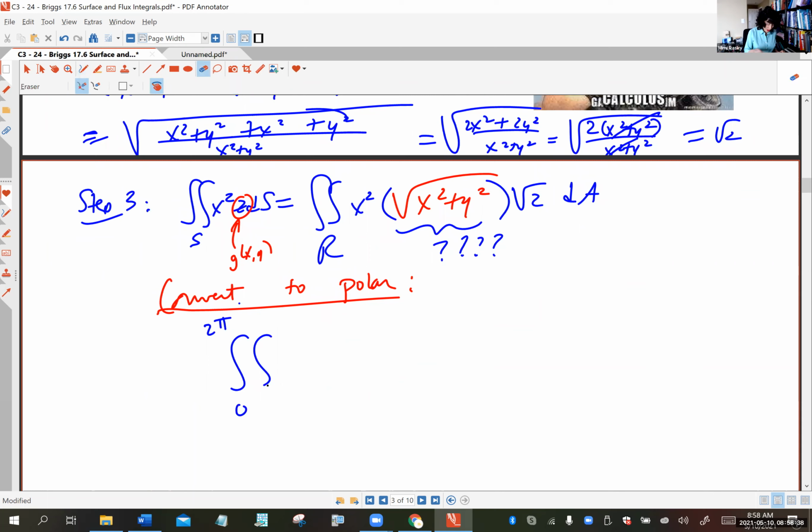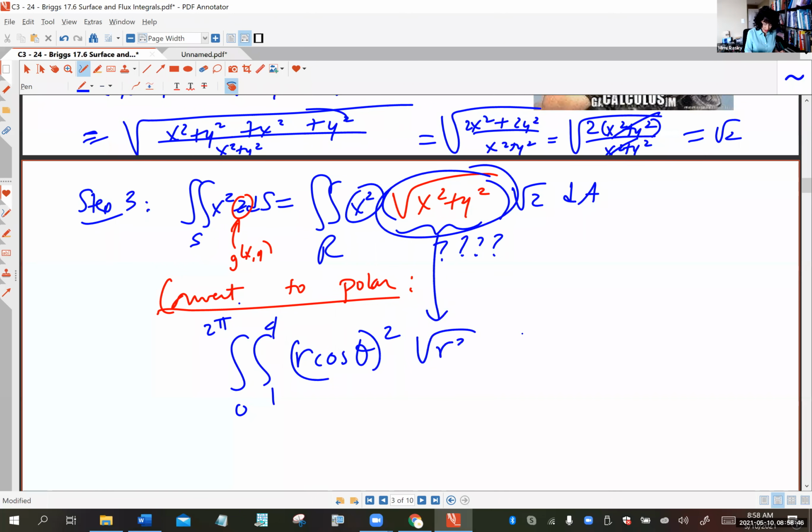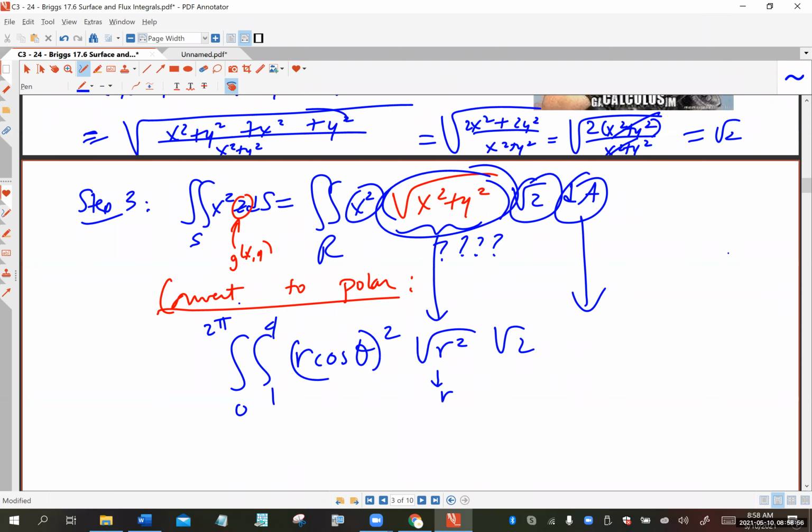Oops, not 0, sorry. 1 to 4. x squared, where x is r cos theta, so we'll square it. Square root of x squared plus y squared, that's square root of r squared, which just simplifies to r. And we've got that square root of 2. And what is the area element in polar? Come on, guys, what do you think? r dr d theta. R, be a pirate.